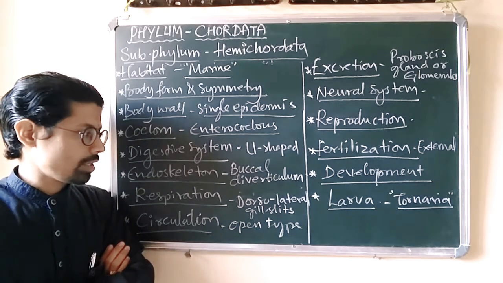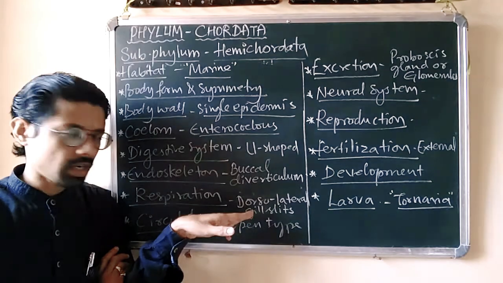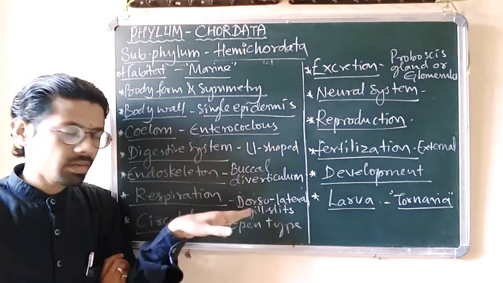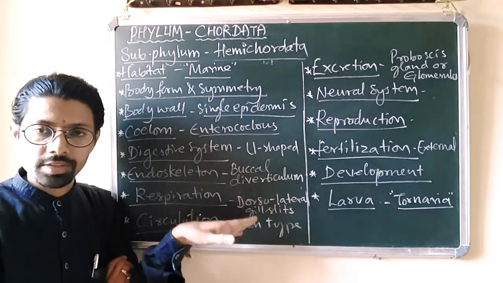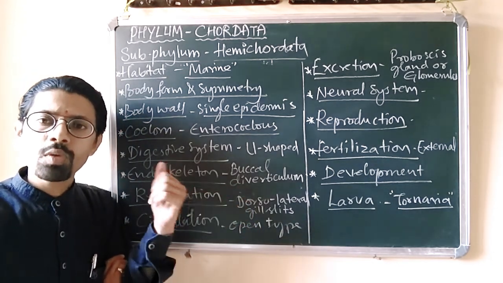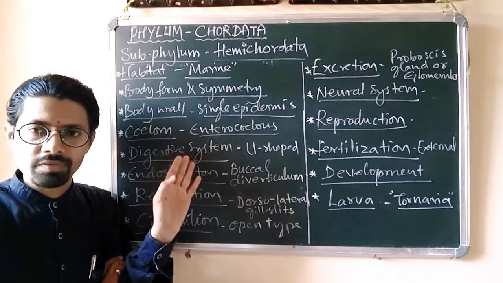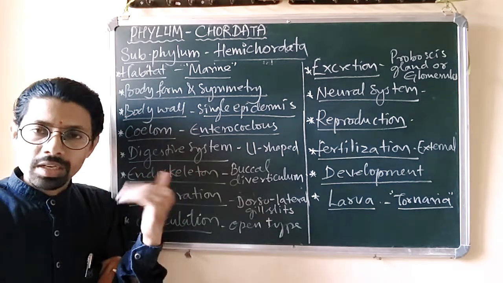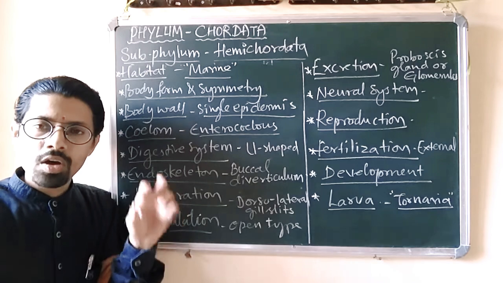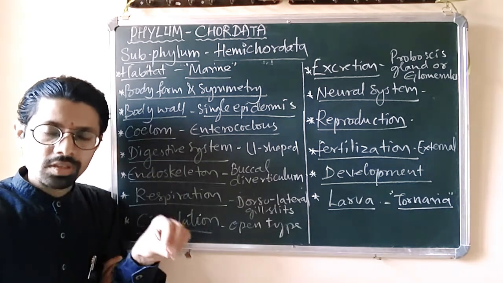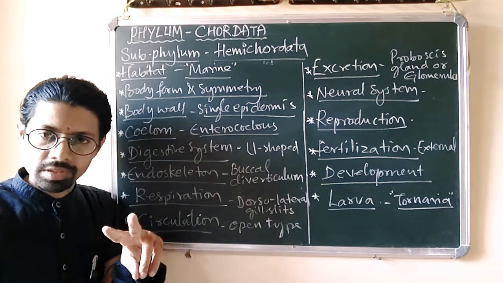Then respiration is completely by gills. They are aquatic, as I said, exclusively marine. Dorsolateral gill slits are present. They may be one pair to many pairs, depending on the different species under this subphylum. We will talk about them in classification. Then circulation is of open type, a dorsal heart is present, and they have two main blood vessels.